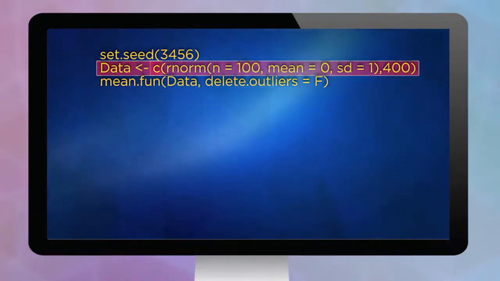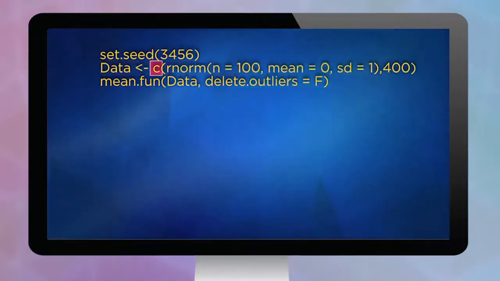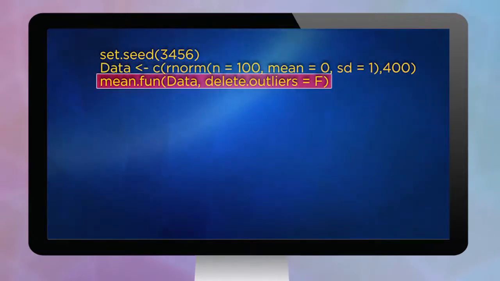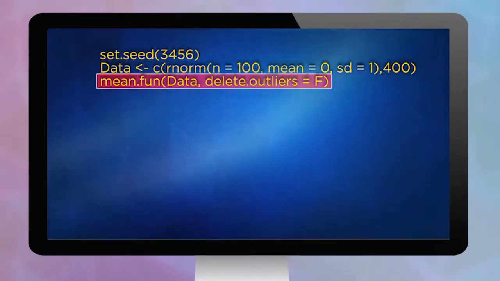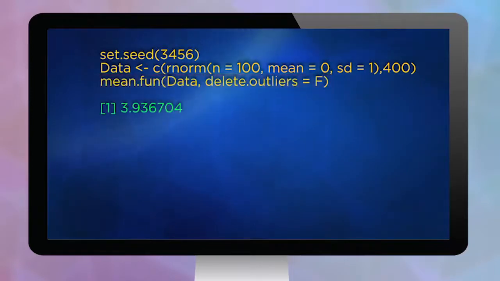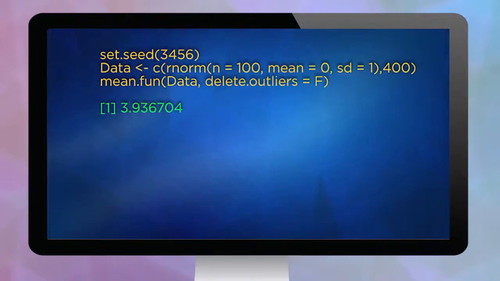And notice in the front, I've combined those with the command C. So now I want to calculate the mean of that data. So mean.fun of data, but I don't want to delete any outliers. So delete.outliers equals false. Notice here I get a mean of that data set of approximately 3.9.